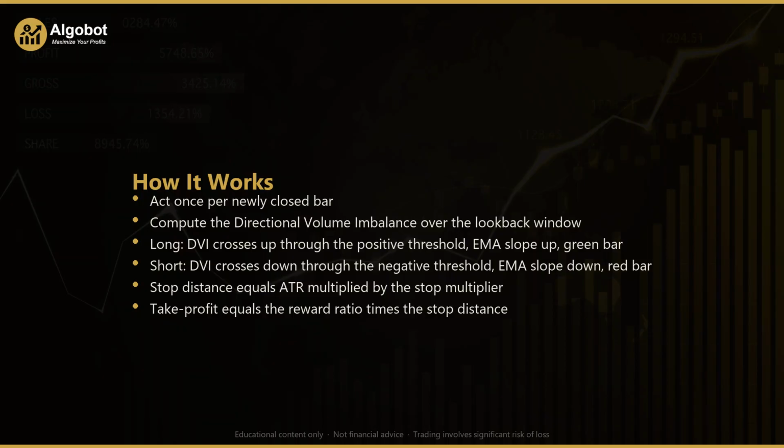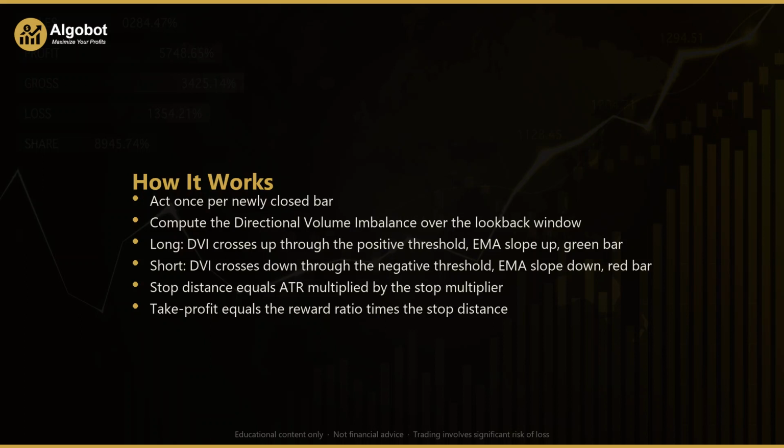At the same time, the moving average slope must be positive, confirming an upward drift, and the signal bar itself must close green as a final confirmation. When all three line up, the strategy signals a buy at the ask price. For a short, the mirror image applies. The oscillator must cross downward through the negative threshold, the moving average slope must be negative, and the signal bar must close red. The strategy then signals a sell at the bid.